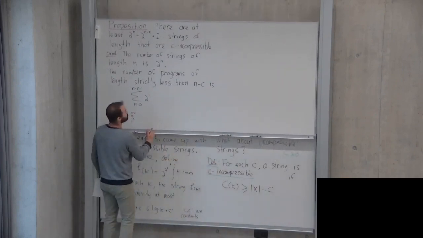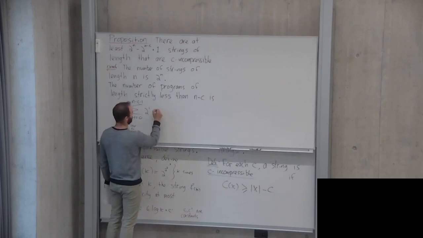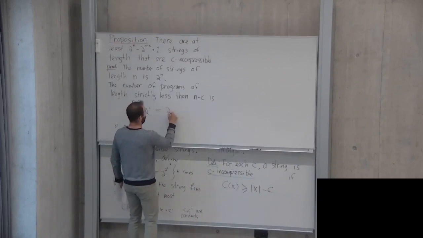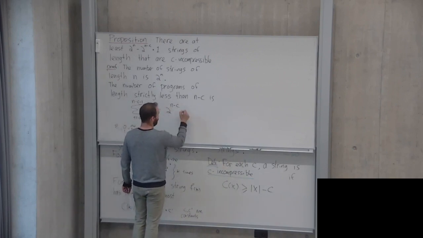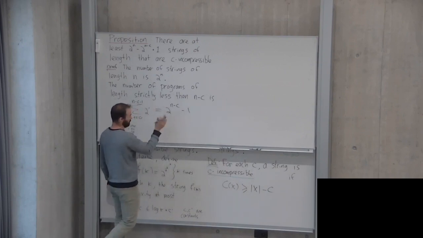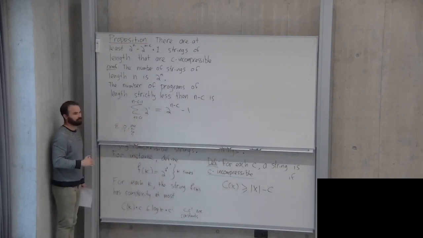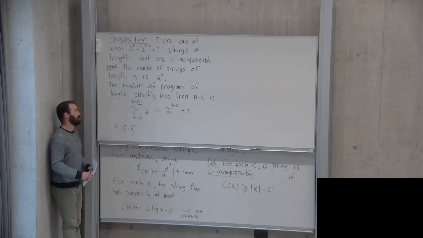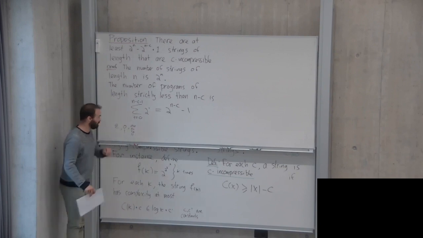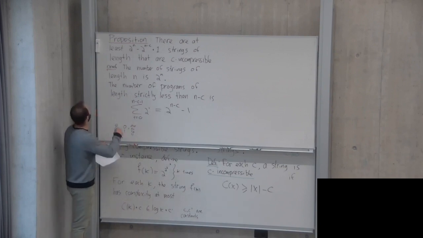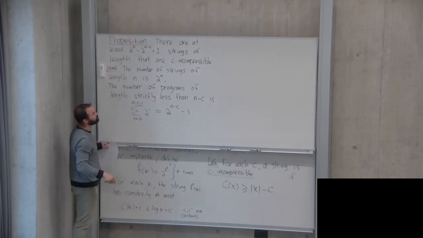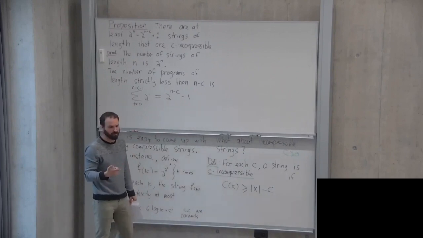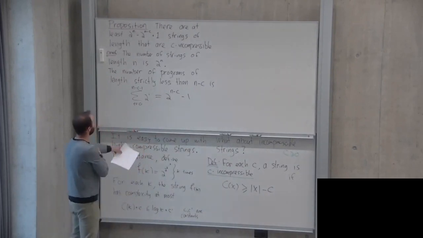You might recognize the geometric series, or sum. So this is just 2 to the power of n minus c, and then minus 1. And the denominator is 1 in this case. That's a geometric series. Sorry, do you call it a geometric series? Power series?